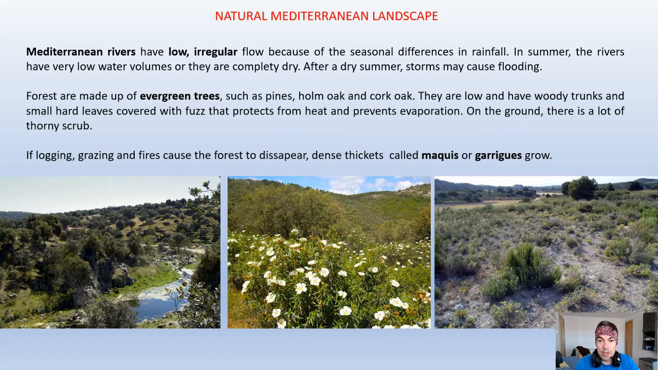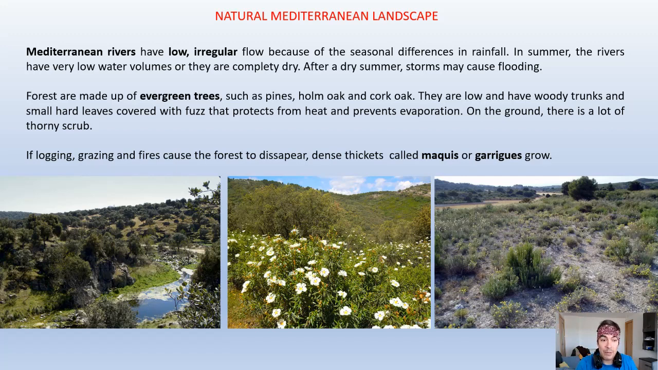So let's go to the landscapes, and first we have the natural Mediterranean landscape. And we find that the rivers have low and irregular flow. Why is that? Because of the seasonal differences in rainfall, because it rains more in autumn than in summer, for example. So the flow is going to be lower in summer and it's going to be higher in autumn, for example.